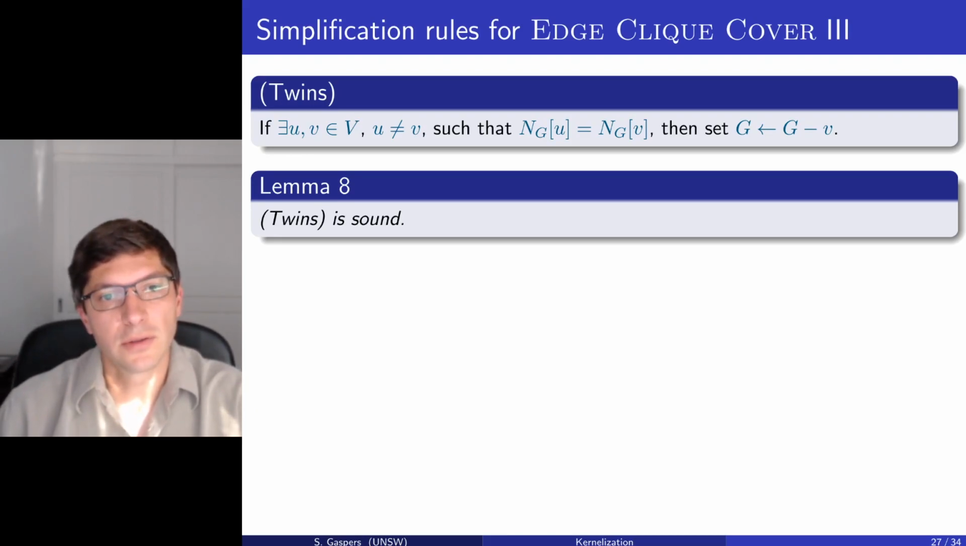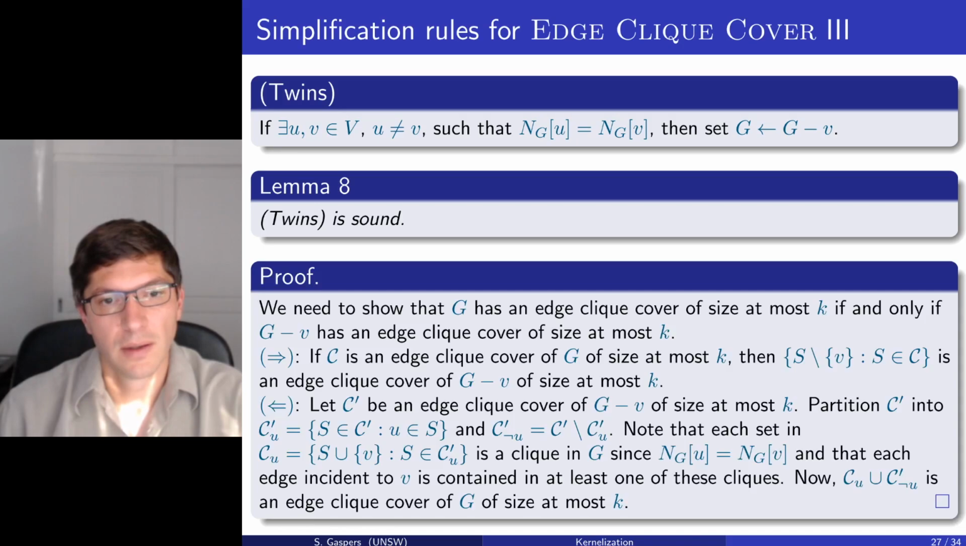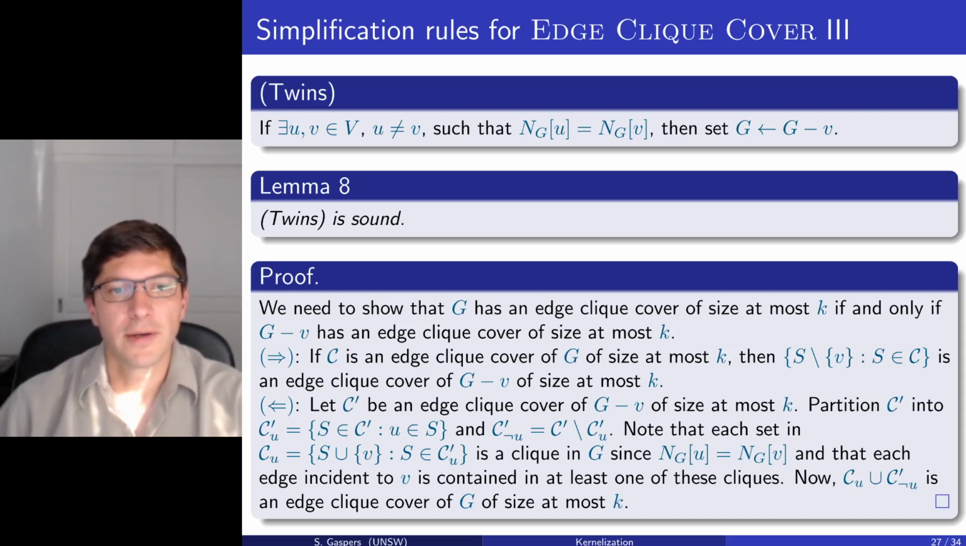Now the twins rule is sound. For this, we need to show that G has an edge clique cover of size at most k if and only if G minus V has an edge clique cover of size at most k. So if C is an edge clique cover of size at most k, then just removing V from every clique in that edge clique cover gives us an edge clique cover of G minus V of size at most k.